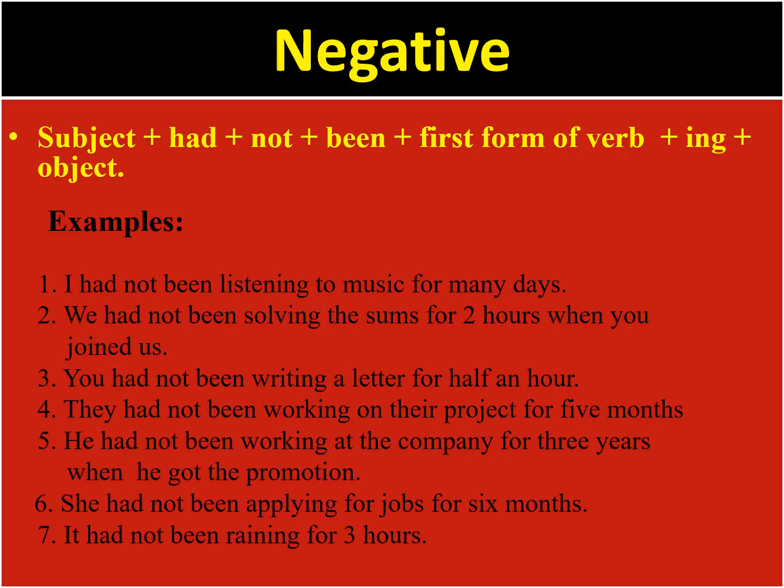Switching on to the negative construction of sentences, the format is subject plus had plus not plus been plus first form of verb plus ing, that is present participle, plus object. So students, it's very simple. For framing negative sentence, you just have to add not between had and been. Let us have a look at some examples.